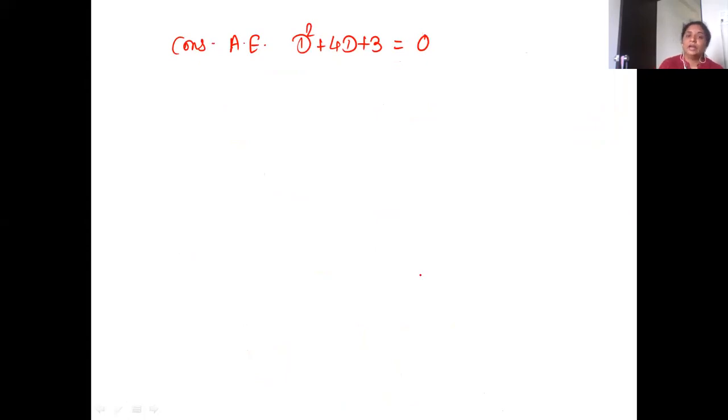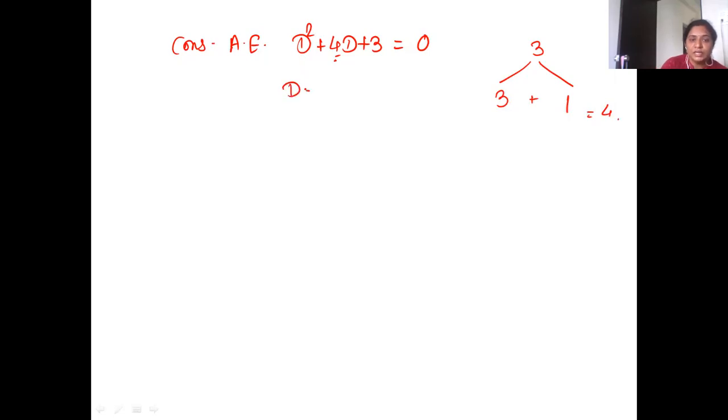Yesterday we saw a formula. It is a quadratic equation, so we can go like that. Or there is one more way: how to factorize 3 in 4. Find two numbers whose multiplication is 3 and whose addition is 4. 3 and 1. 3 into 1 is 3 and 3 plus 1 is 4. So we can do this.